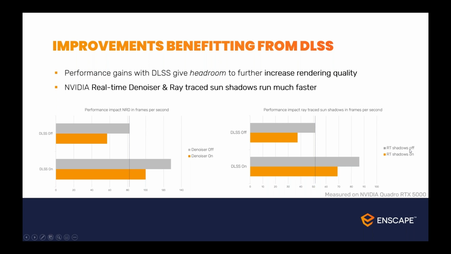So with the ray traced shadows off and without DLSS, we are at around 50 FPS in that case. And if you were using the ray traced shadows without DLSS, we would be far from 60 FPS. But with DLSS and the ray traced shadows, we are still well above 60 FPS.